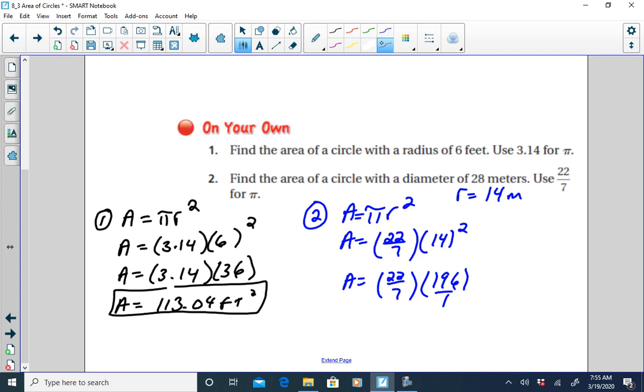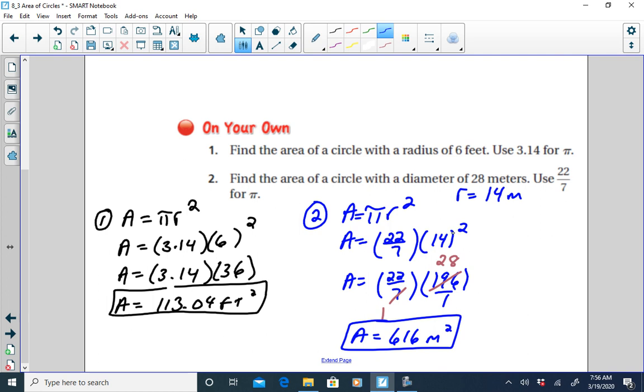We can divide out 7 and 196. 7 divided by 7 is 1. 196 divided by 7, that's going to be 28. And now to find the area, we're just going to multiply numerator times numerator, denominator times denominator. So the area is going to be equal to 22 times 28, which is going to be 616. And those are going to be square meters. Make sure that you're using square units when you write your answer.